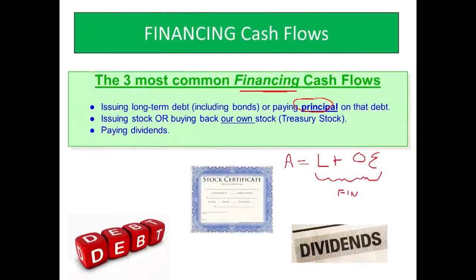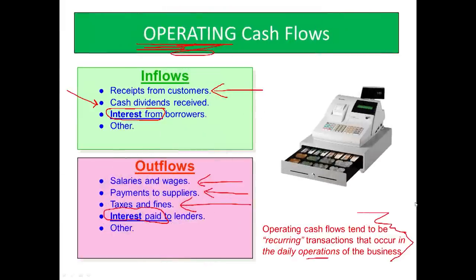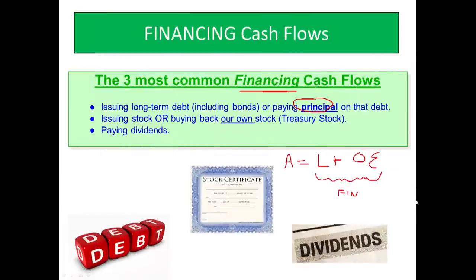Then I gave you the three most common investing cash flows and the three most common financing cash flows. I talked about how investing cash flows have to do with long-term items on the left side of the accounting equation. These are all long-term assets. And I talked about how financing cash flows have to do with long-term items on the right side of the accounting equation. Is that correct? Now, it's very important to know that.